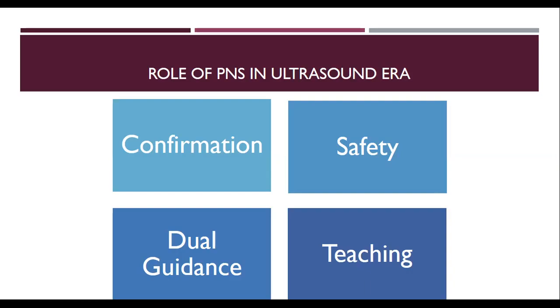Also, for safety, to prevent intraneural injections if you use only ultrasound. If you use PNS, you'll have a safety margin of like 0.3 to 0.5 milliampere. You're getting a desired motor response, you can safely inject the drug. Simultaneously, you should not get a desired motor response at less than 0.2 milliampere. Suppose you get that, you're intraneural and your needle has to be slightly withdrawn, and then you can inject the local anesthetic. And then obviously for teaching purposes, you can have peripheral nerve stimulator role.